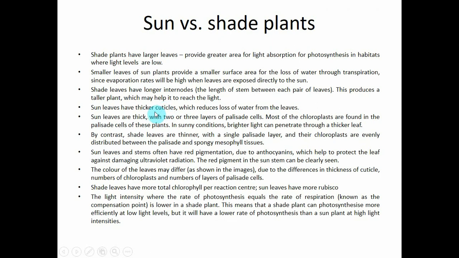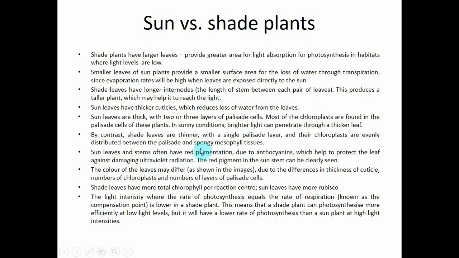Sun plants will have thick cuticles to reduce the loss of water. Sun leaves are thick. They're thick so that we have that sieve and that channeling so that it gets lost as heat so that it doesn't damage the photosystem. Shade leaves are thinner so that they capture as much as possible. The chloroplasts are evenly distributed.